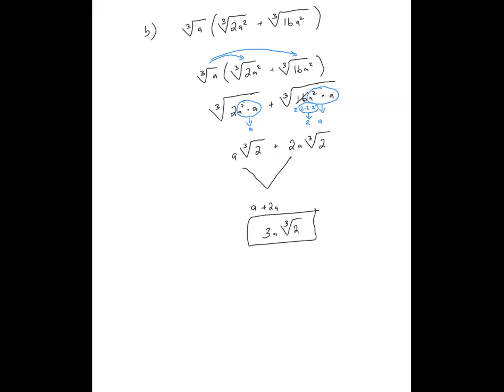Let's take a look at our next example. Example C. We have open parentheses, square root of 10, minus square root of 5, close parentheses, open parentheses, square root of 10, plus square root of 5, close parentheses. Once again, I'll just rewrite the problem.